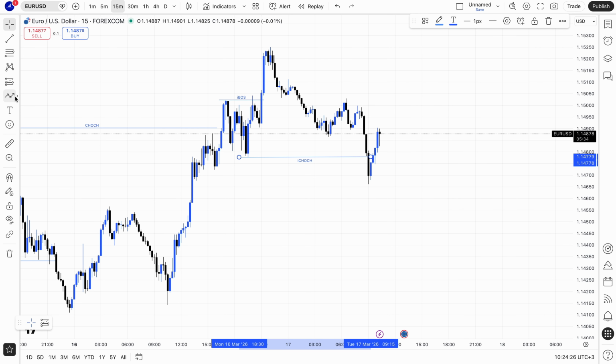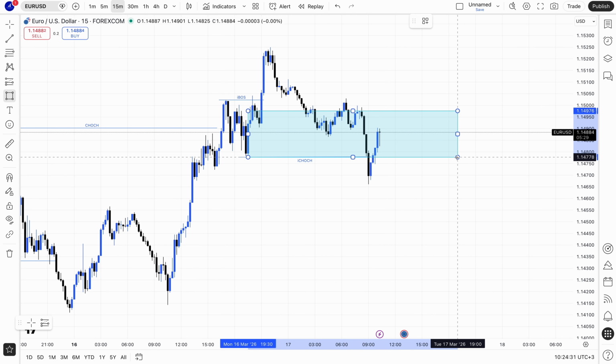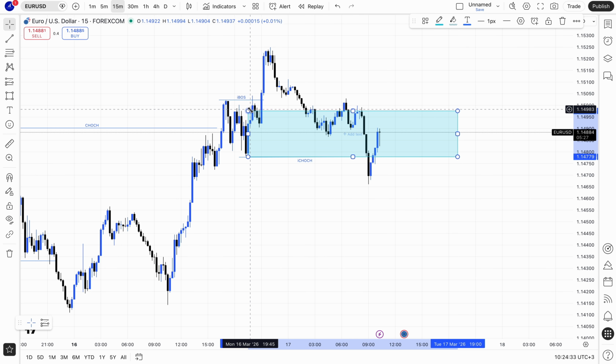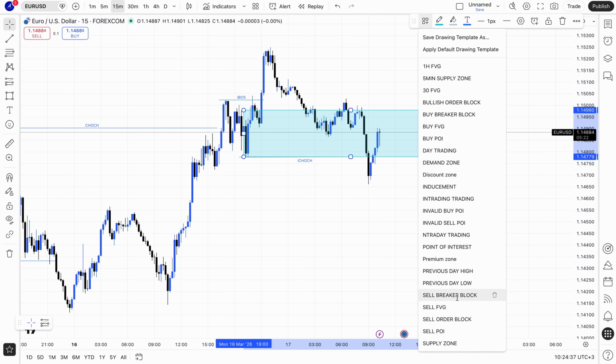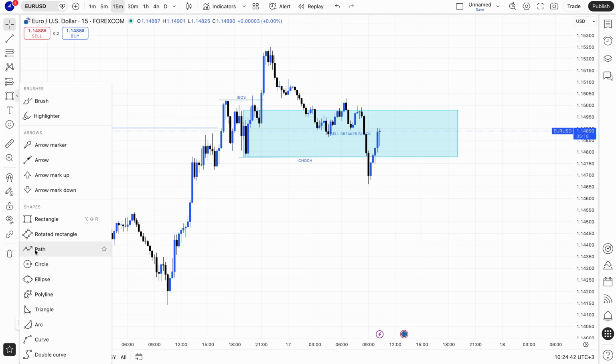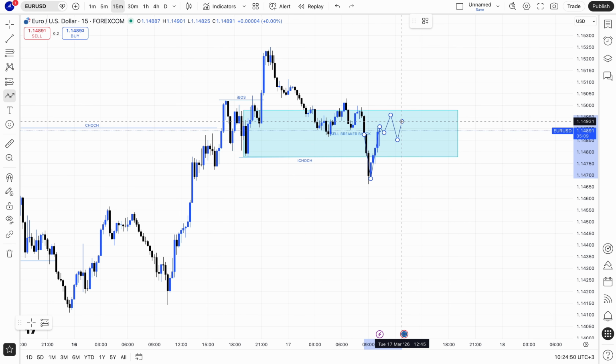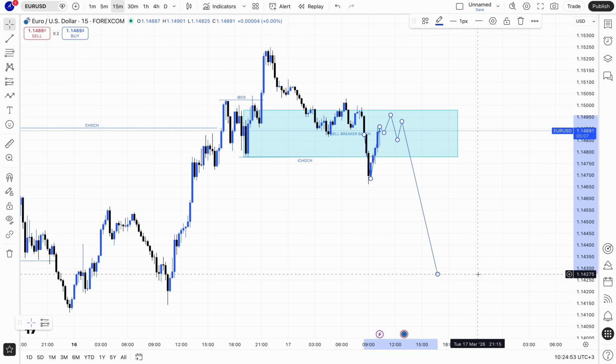So before we had that change of character, we had our order block, which was here. And this order block turned into a breaker block. Then we had our break of structure to the downside, then a retest here, then we had our change of character to the downside, then a continuation. You can clearly see that's scenario number one.